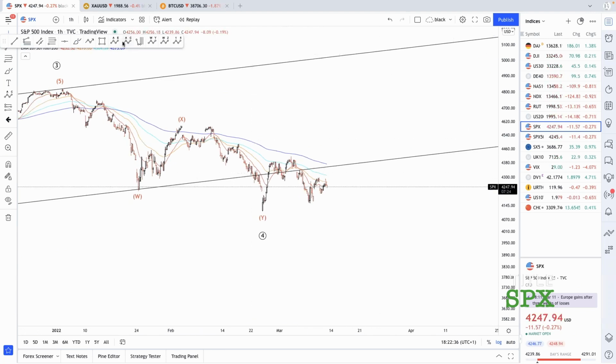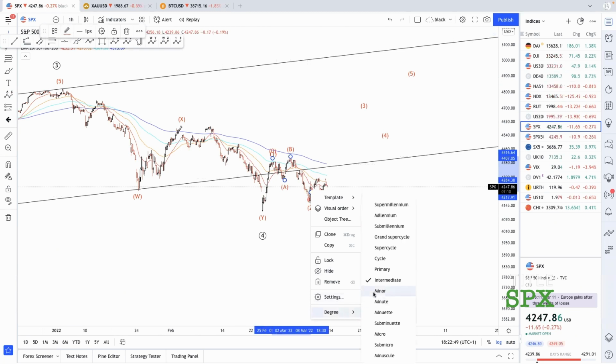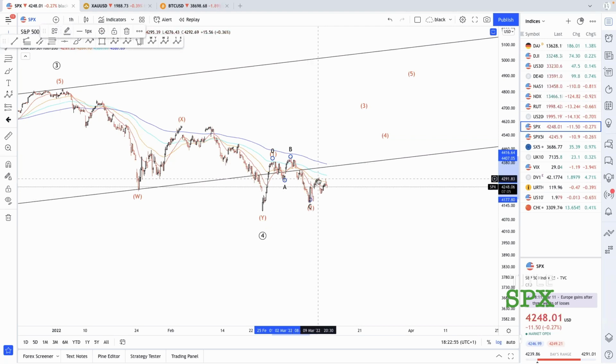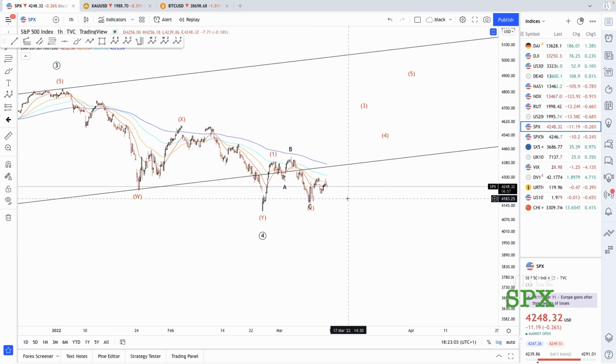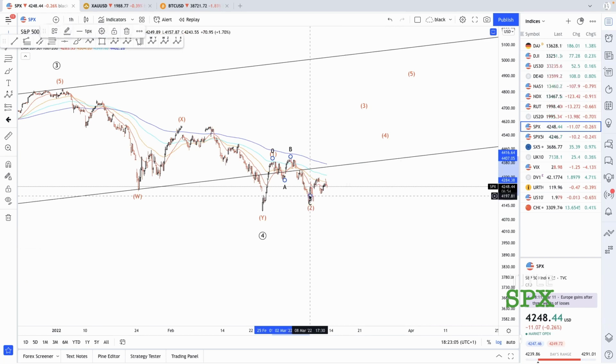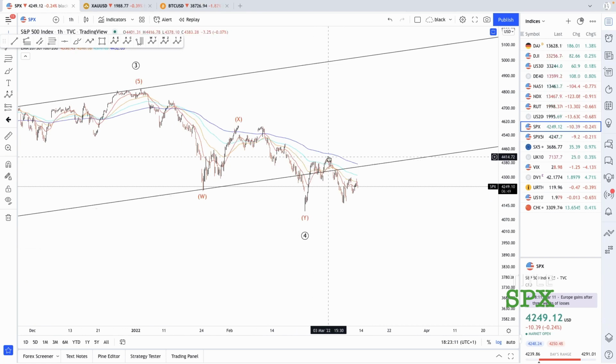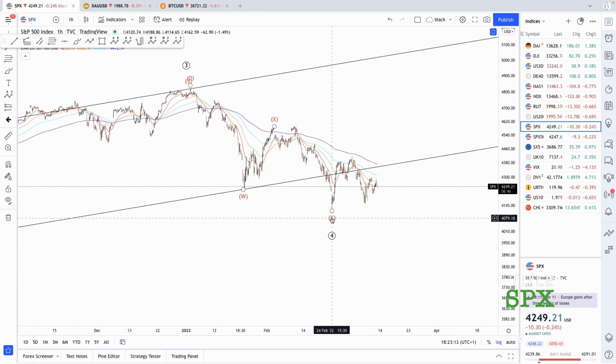On the other side, if we have a bottom in place here, and this would have been 1 and 2, then this had to be a flat A, B, and C. This would have had to be a sideways move, which it is not. So I struggle to see that and to believe it. Therefore, I see this as corrected. This is A, B, C. So we would just have further downside.